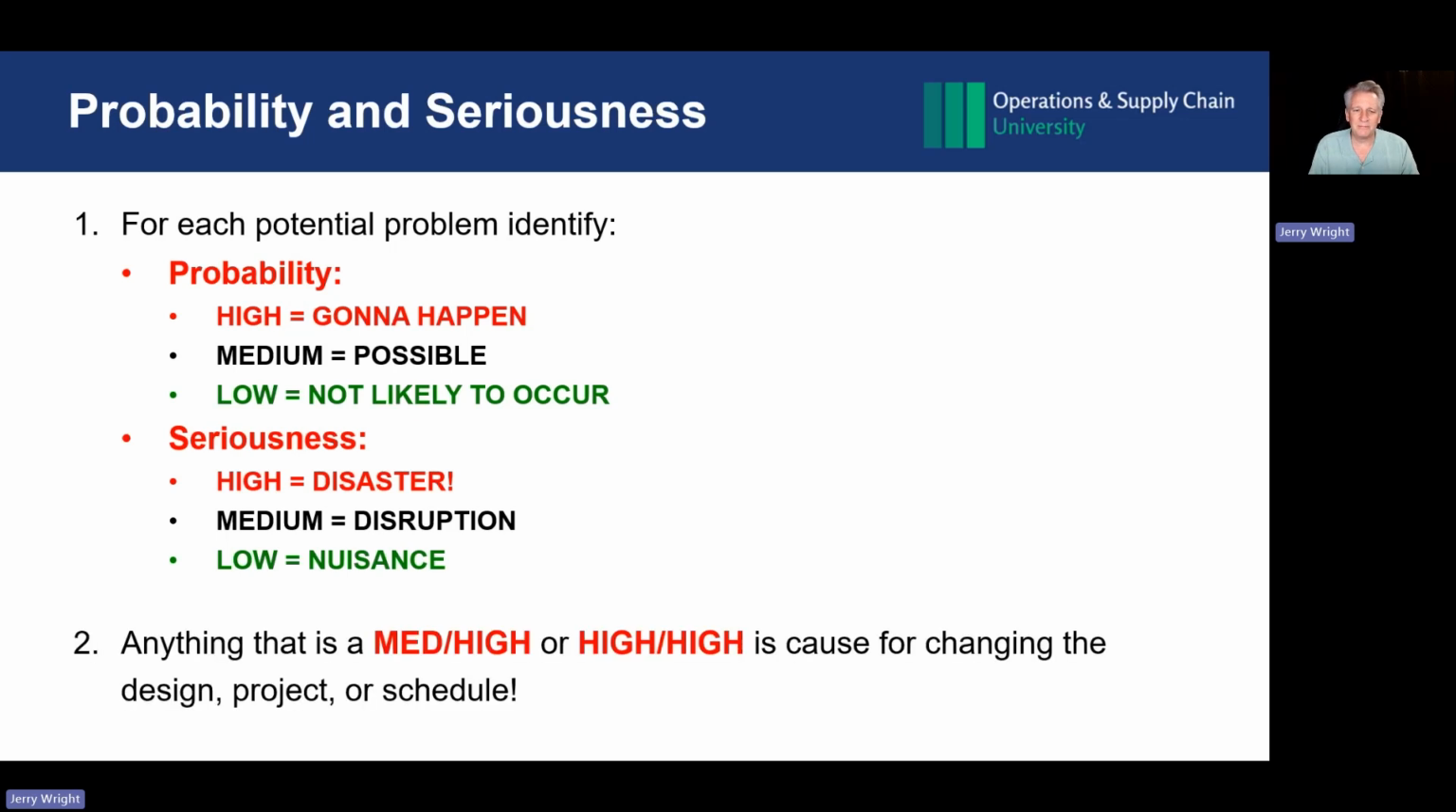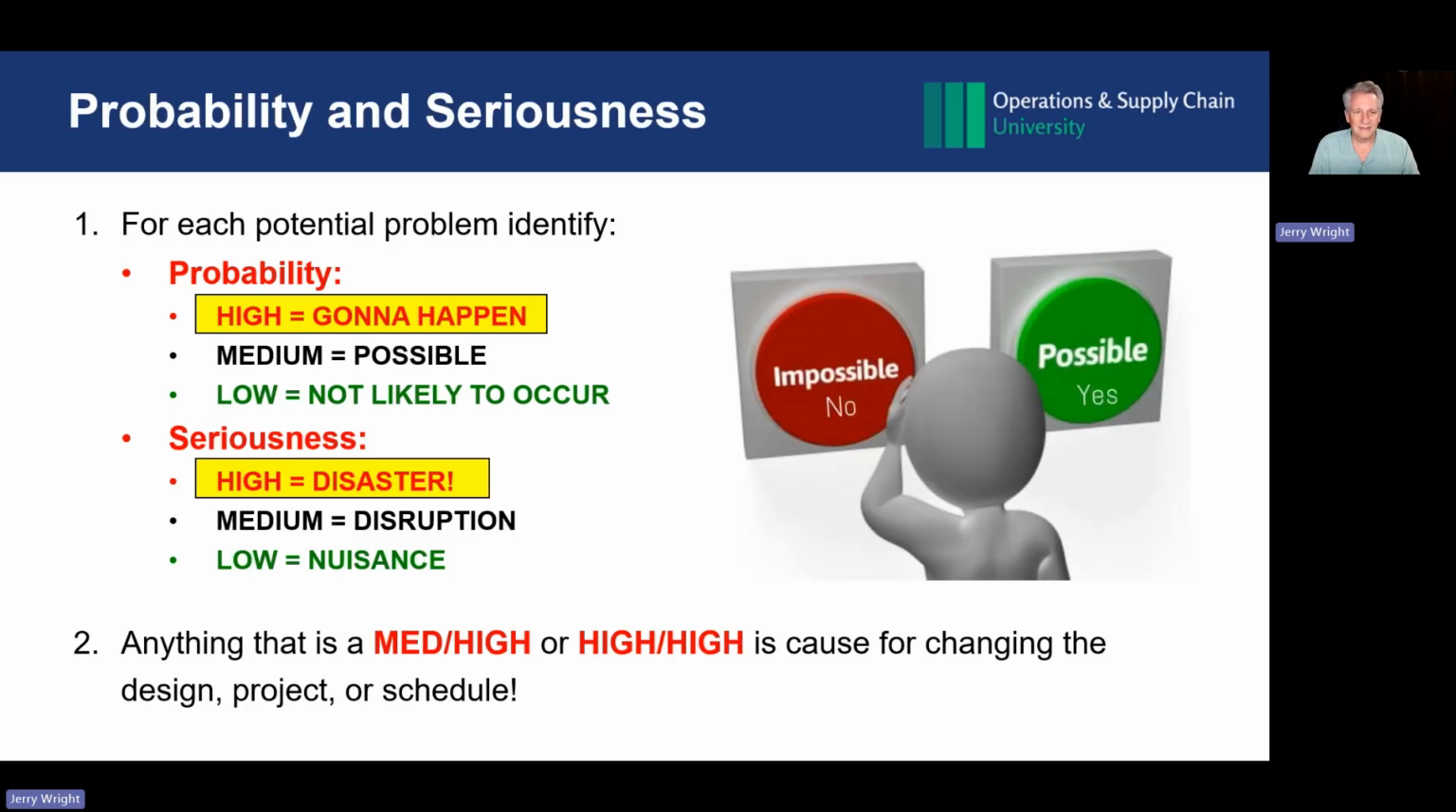So anything that is a medium high or a high when you look at probability and seriousness is a cause for changing the design, project, or schedule. So if we have a going to happen disaster, we need to rethink it. Is it impossible that we're going to have a disaster? No, it's not. It's possible. So we have to think through what we're doing.